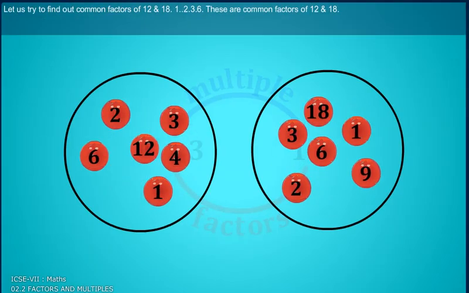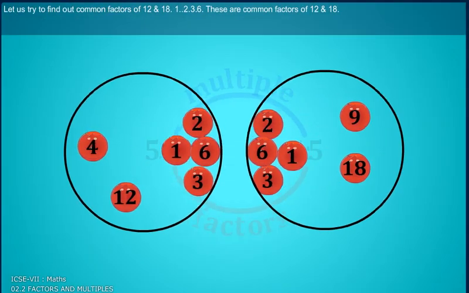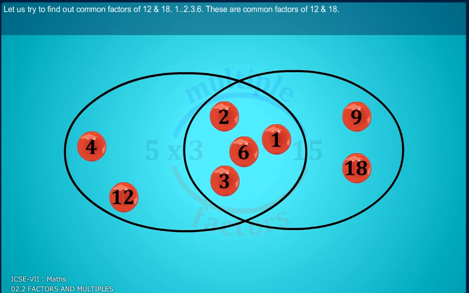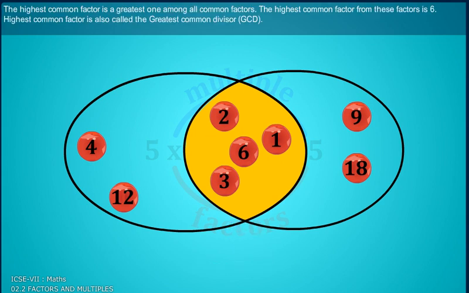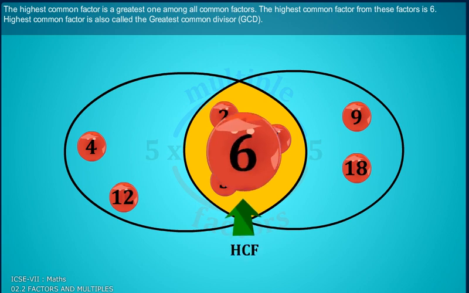Let us try to find out common factors of 12 and 18. 1, 2, 3, and 6. These are the common factors of the numbers 12 and 18. The highest common factor is the greatest one among all the common factors. The highest common factor from these factors is 6.